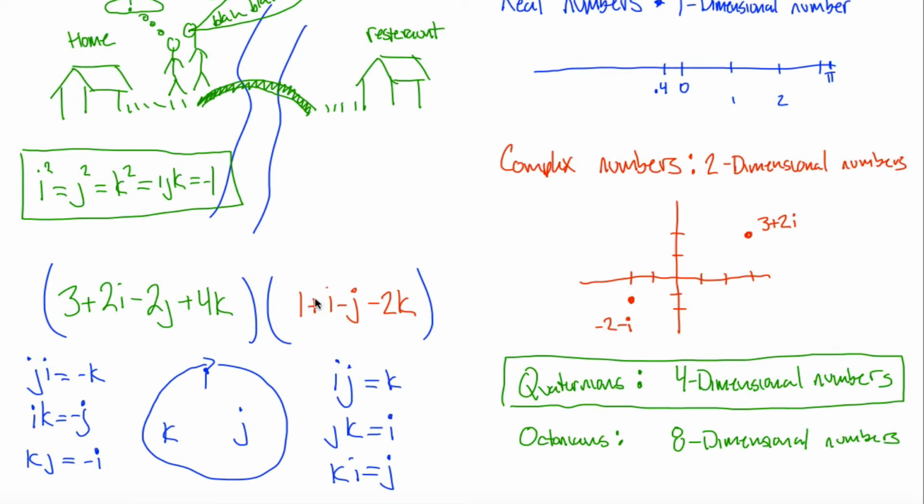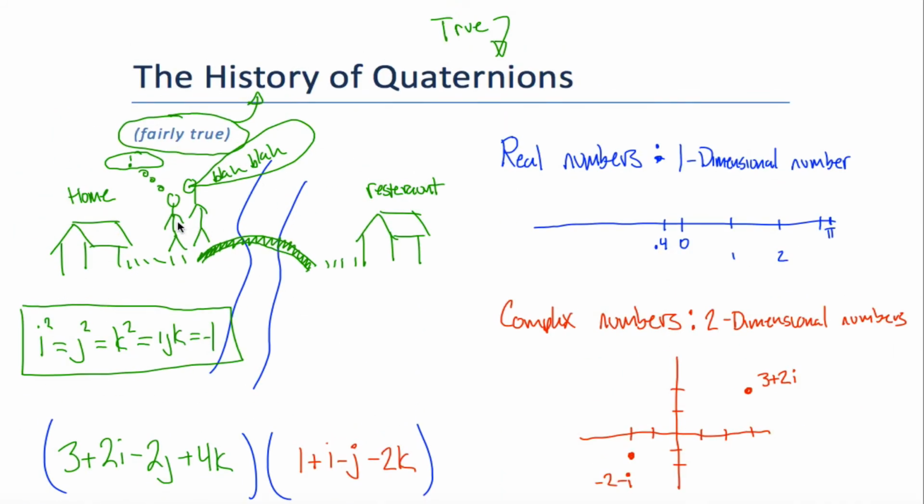When you're multiplying these two numbers, and that equals something else, I should be able to divide this one by that one and get this one back. Like I should be able to do all these things. It all works out. And it all comes back to this formula, discovered by this guy as they did this walk right here. That's the history of quaternions.